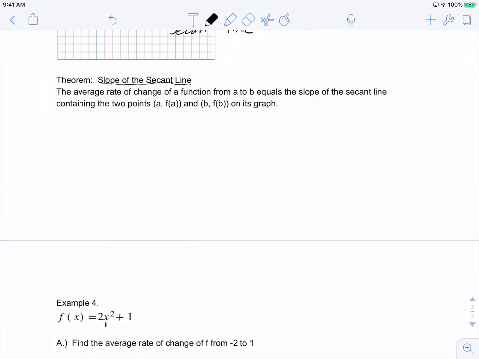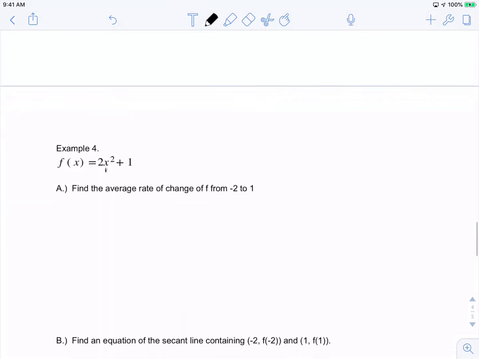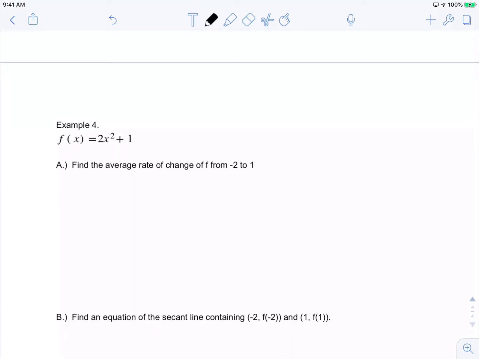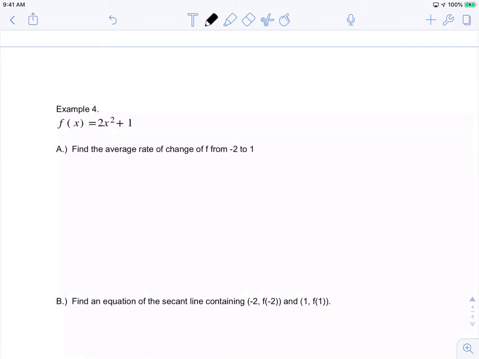Okay. Let's do an example. In this example, I'm asking to find the average rate of change, and now we know that the average rate of change is the slope. So we're going to go f of 1 minus f of negative 2 all over 1 minus negative 2. This is the average rate of change, and I'll use triangle for change.